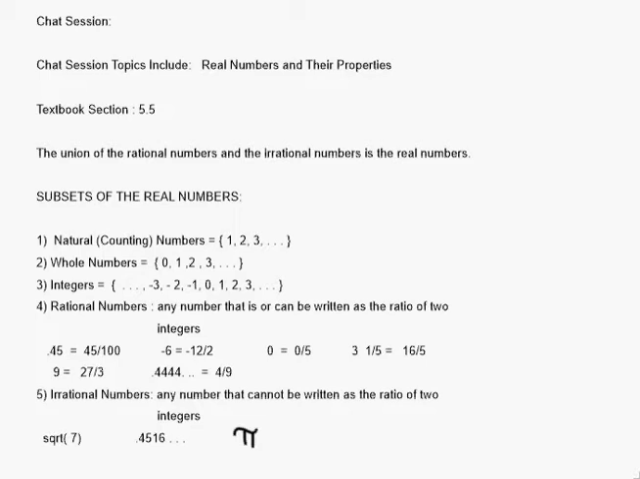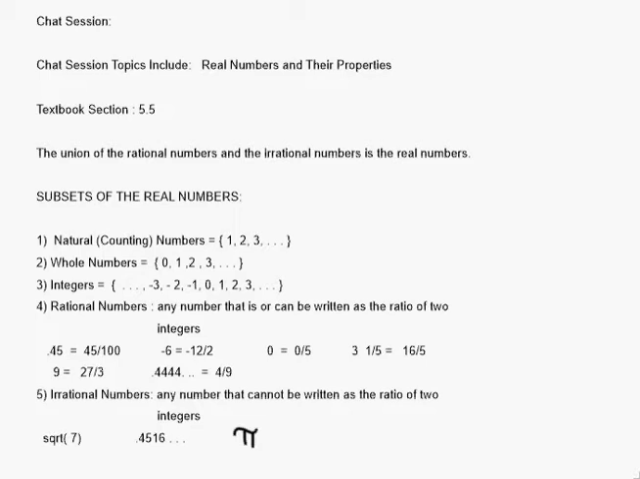Subsets of the real numbers include natural counting numbers 1, 2, 3, and so on infinitely. Whole numbers starting with 0, 1, 2, 3. Both natural numbers and whole numbers do not include fractions or decimals. Integers also include negative numbers, but again do not include fractions or decimals.